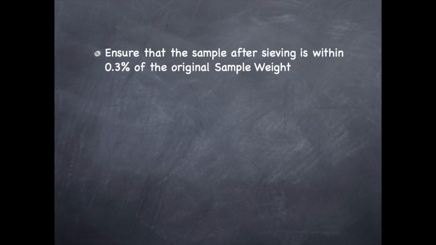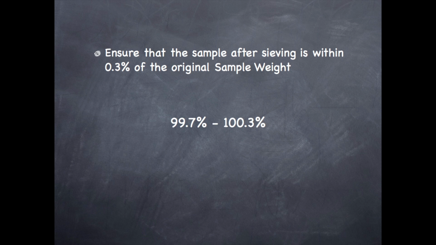The next quick quality check that we can perform is to ensure that the sample after sieving is within 0.3% of the original sample weight. We do this because if we lose more than 0.3% of our representative sample, it is difficult to say with certainty that after agitation, our sample is still representative of the supply. Now, if we've gained more than 0.3%, it is most likely due to the fact that our sieves were not particularly clean when we started the test, meaning that we have picked up some material from a previous test.